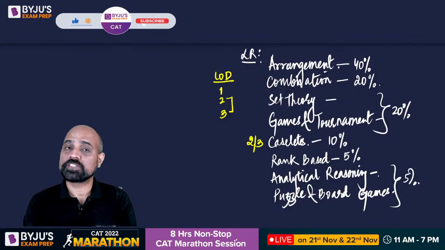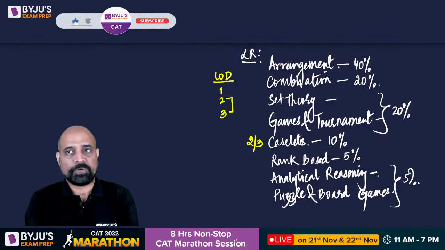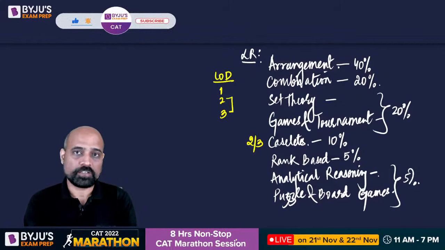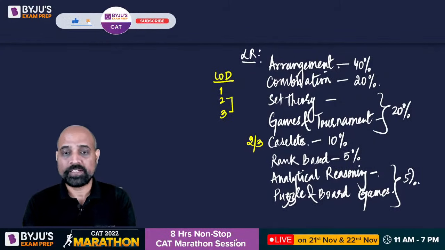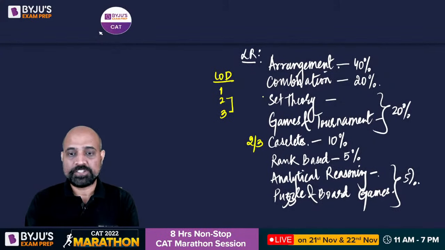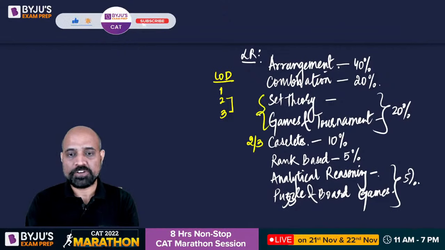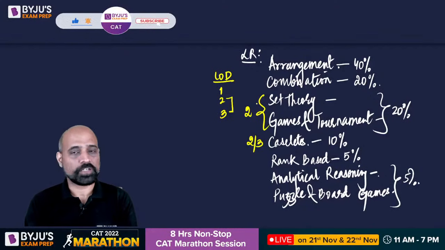Time-wise it takes a lot to solve them, and the English used for the additional information is written in such a way that it is not easy to comprehend. पढ़ तो लोगे पर समझ में हमेशा नहीं आए. So there are tricks involved, right? Set theory and games and tournaments are generally of moderate difficulty level. They are not very difficult. CAT doesn't give you very difficult questions from these two. They may be time consuming, but understanding-wise, they're not difficult.